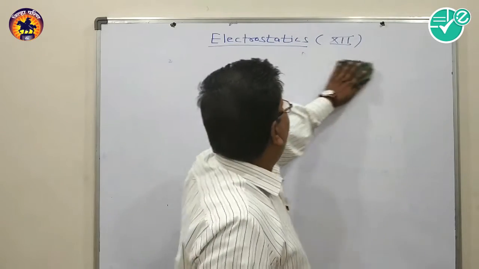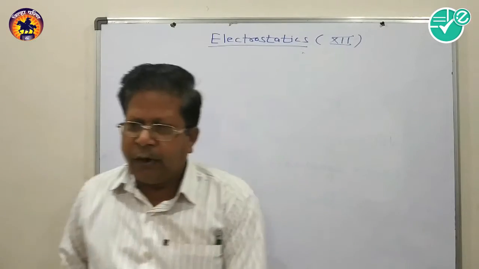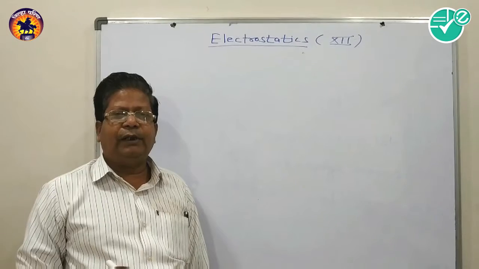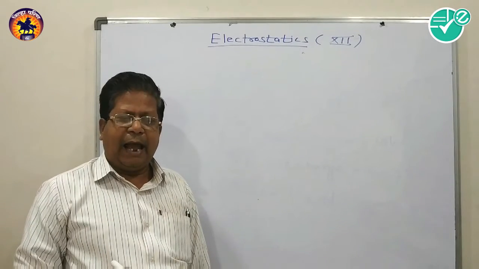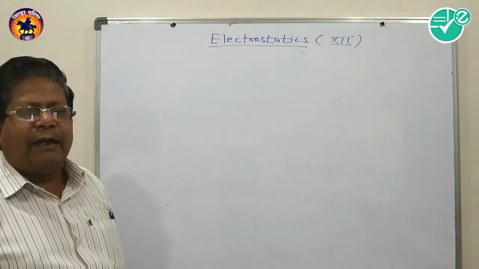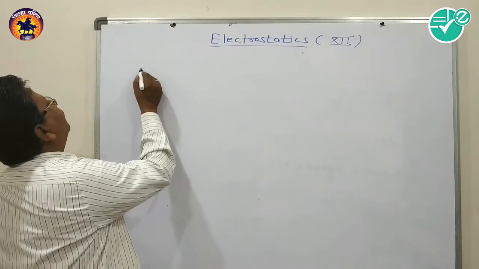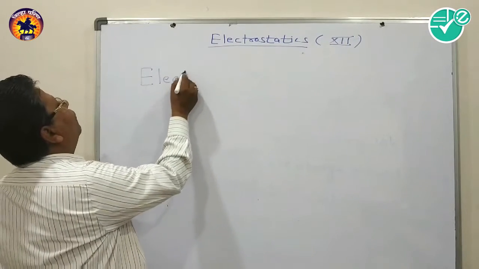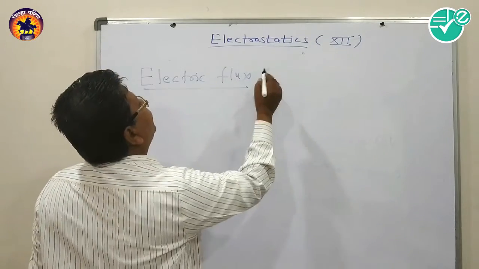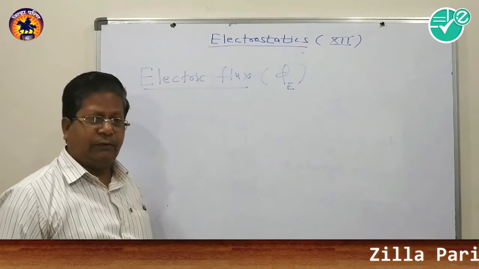the concept of electric lines of force is used to represent electric field pictorially or diagrammatically, and it has several properties. Again, by the use of electric lines of force, we are going to study another concept in electrostatics, which is called electric flux, which is denoted by letter phi or suffix E, that means electric flux.